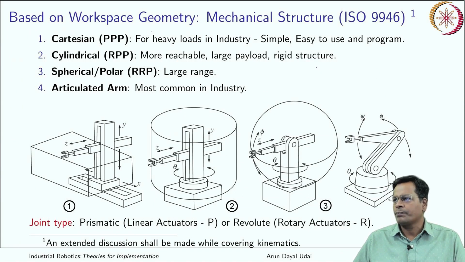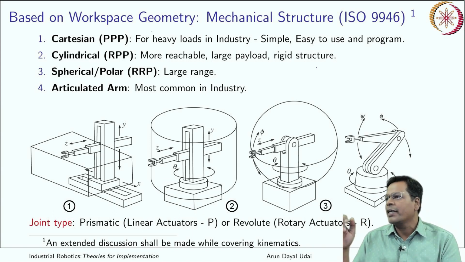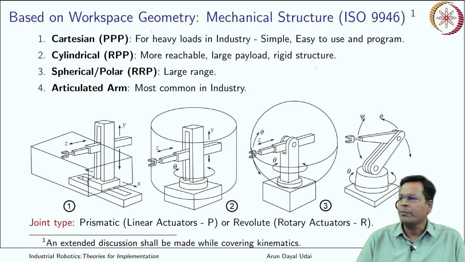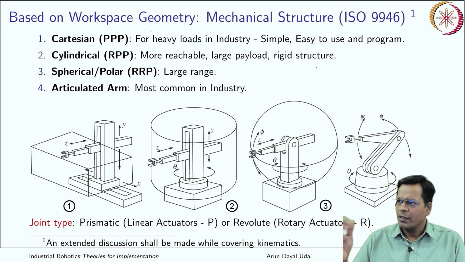And you see, based on the workspace geometry, that also is a requirement of ISO 9946 that says to include this in the technical specification of the robot. That is, as a name, they call it the mechanical structure of the robot, right? So it can go like this. A few of them we will go into very much detail for each one of them.